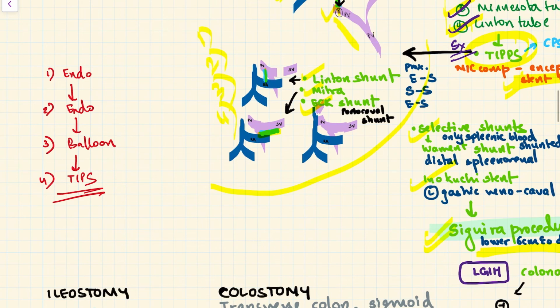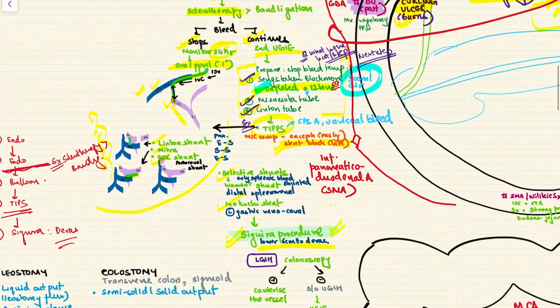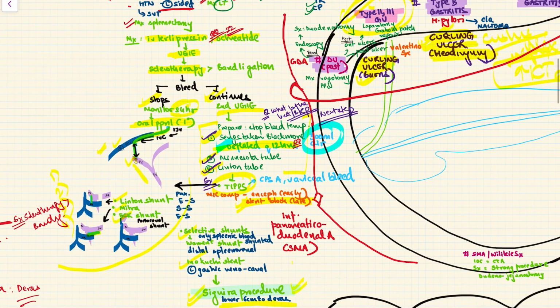Wait, here if the second endoscopy fails, we will go in for sclerotherapy and banding, right? If this fails, then we will go for balloon and TIPS. And if nothing works, then what we will do is the Sugiura procedure, which is nothing but devascularization of the lower 6 centimeters of the esophagus, right?